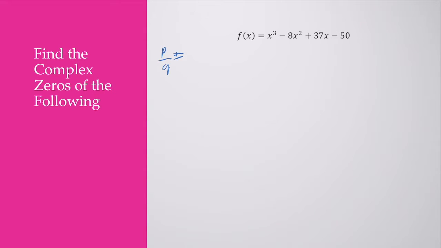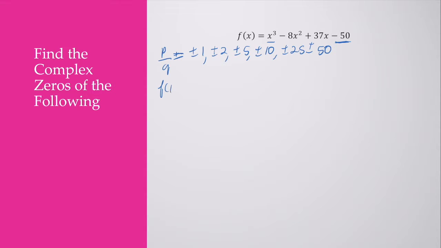In this case, q is 1, so I can kind of ignore it because it's going to be every factor of 50. So I have plus or minus 1, plus or minus 2, plus or minus 5, plus or minus 10, plus or minus 25, plus or minus 50. Gosh, this is a lot of factors. So let's go ahead and test them.